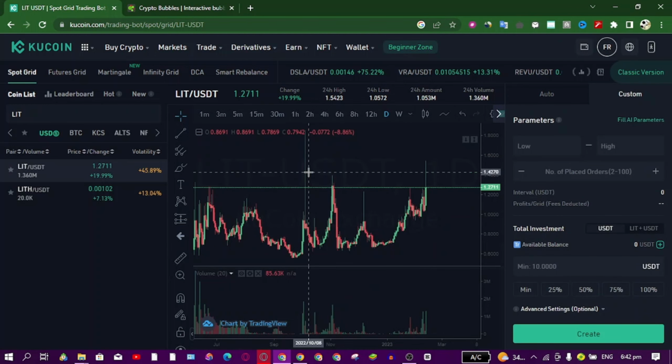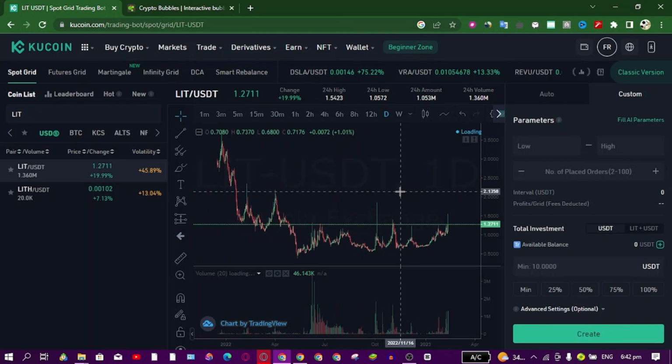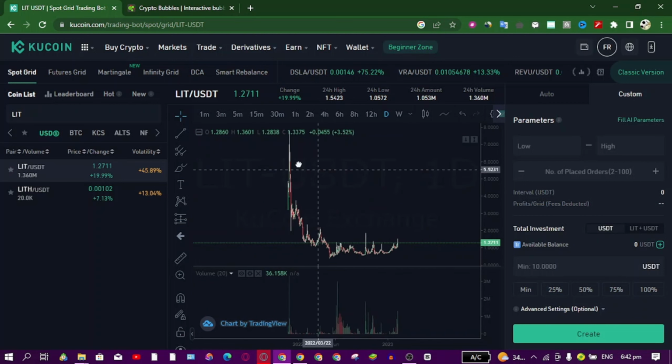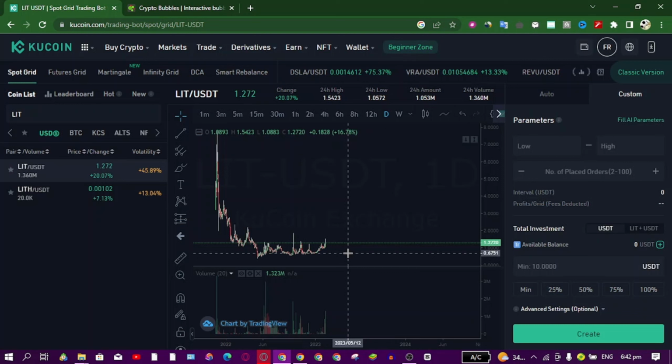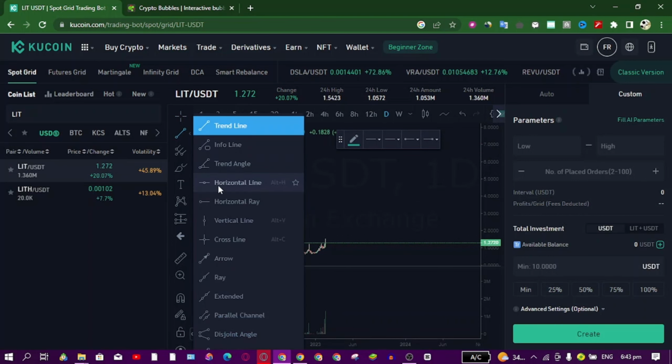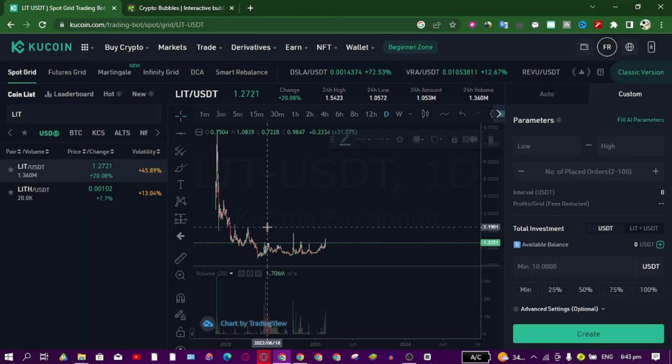We go to custom, and this is my strategy. You will see once the coin reaches this particular point, the coin always bounces back and goes up. So I will mark here, and also I will mark here.